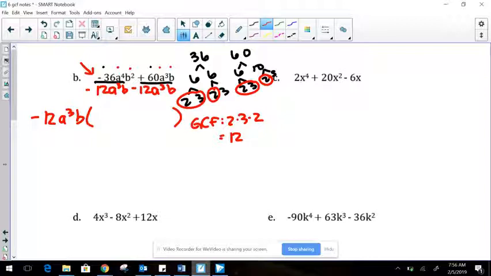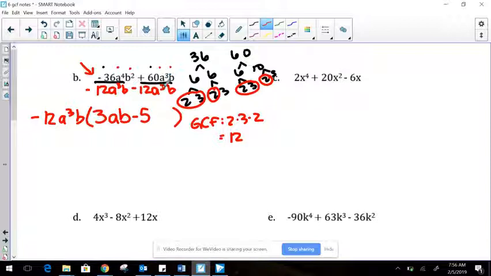So I'm going to do negative 36 divided by negative 12. So that gives me a positive 3. A to the fourth divided by a to the third, I subtract, 4 minus 3 is a to the first. And then b squared over b would just be 1b. Okay, and then we have 60 divided by negative 12. So that's a negative 5.